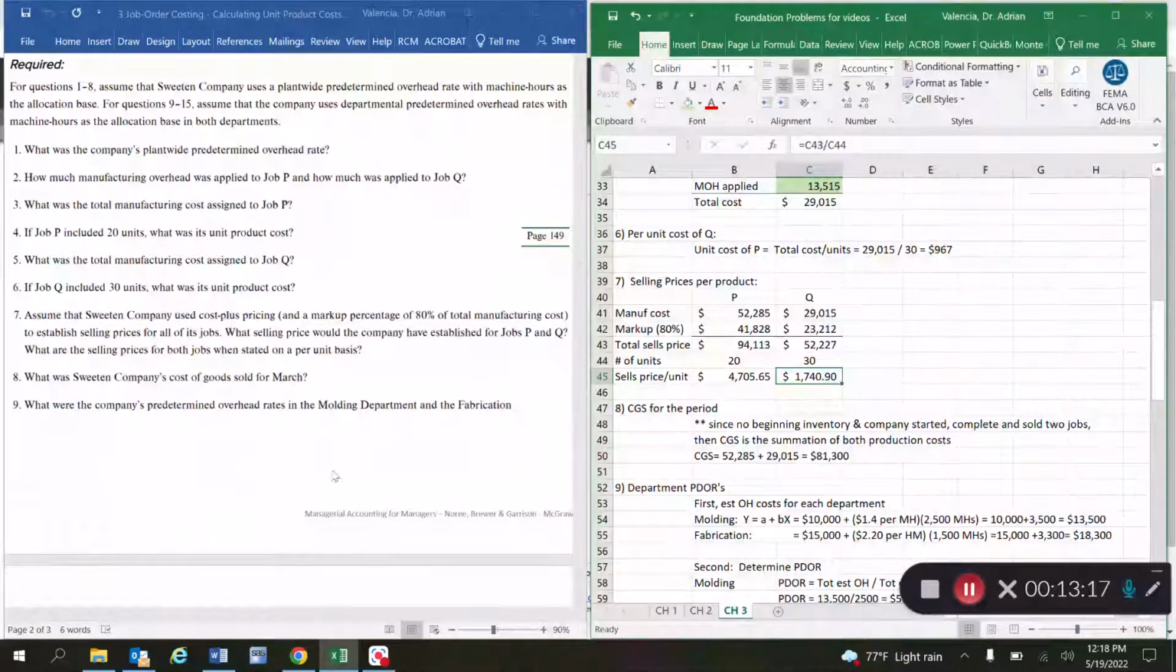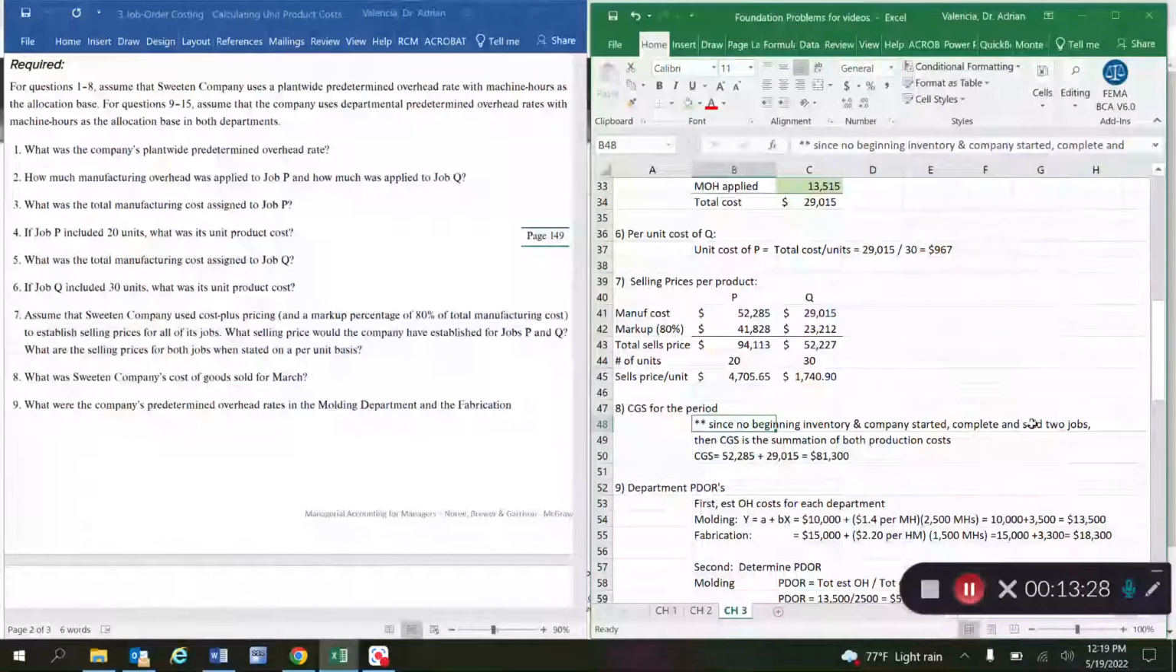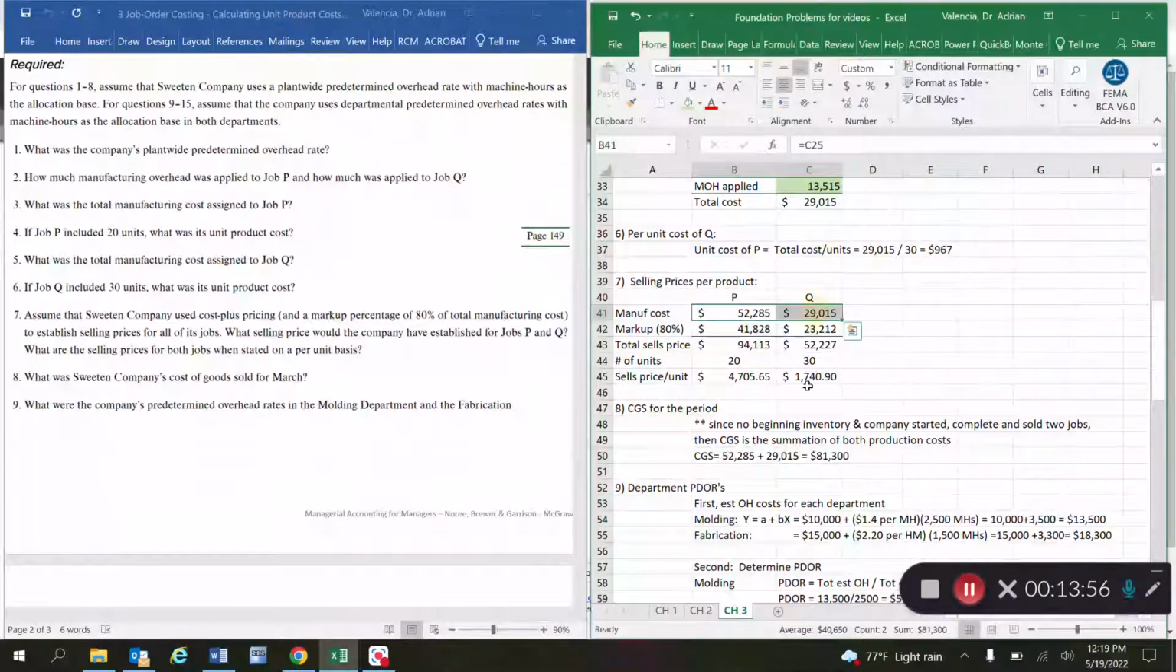Now, number 8 says, what was Sweeten Company's cost of goods sold for March? And since they told us that there was no beginning inventory, and they also told us that the company started, completed, and sold 2 jobs, then we have no ending inventory either, which means that the cost of goods sold is nothing more than the summation of both production costs. In other words, whatever costs you incurred this period for manufacturing P and Q is what goes out, because you're going to sell them all according to this problem. So cost of goods sold is going to be the summation of 52,000 and 29,000 as follows, which is 81,300.